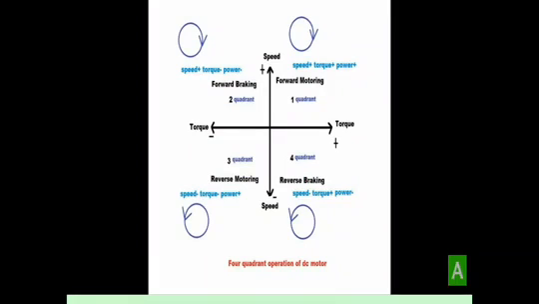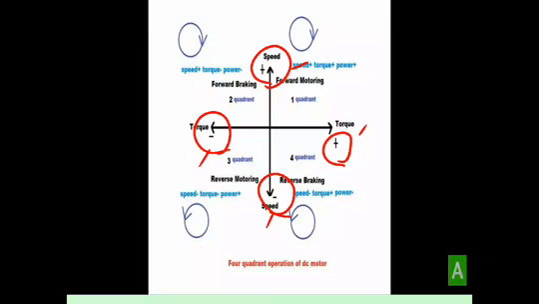What you should remember is the positive and negative signs of each quadrant, unless you will not get clarification in DC chopper 4 quadrant operations. So these two are positive: positive, positive, positive, negative, negative. So in the first quadrant it is motoring, in the second quadrant it is forward braking, third is reverse motoring, and fourth is reverse braking. You should remember this.